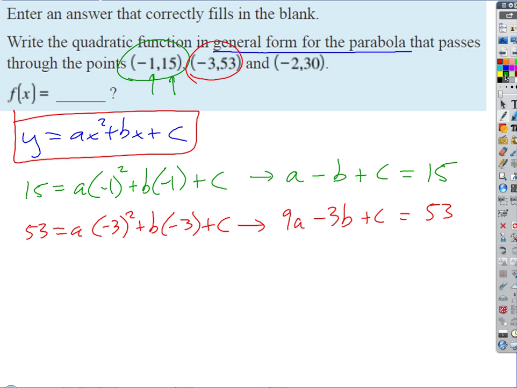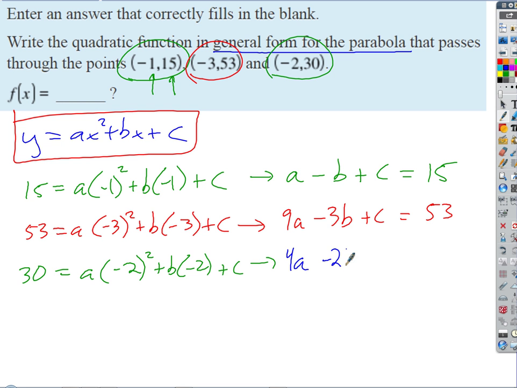And then finally, the point negative 2, 30, if we plug that into the general form, gives us the result, a y value of 30 equals a times the x value of negative 2 squared plus b times negative 2 plus c. And so that gives us 4a minus 2b plus c equals, and we'll push the 30 over to the other side, and we get equals 30.